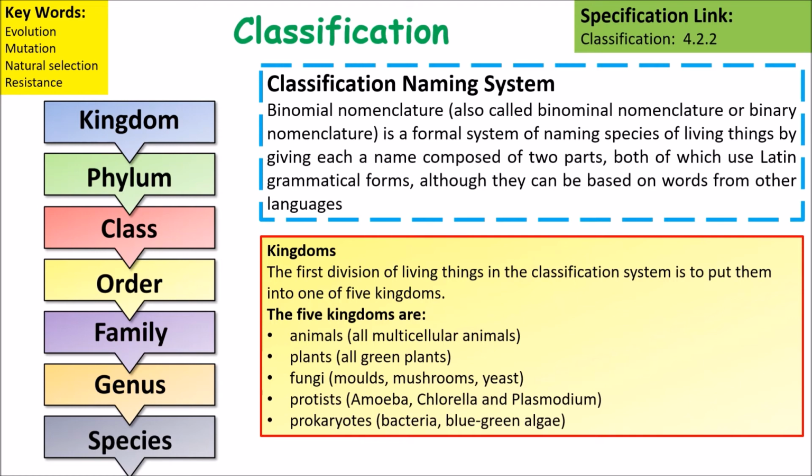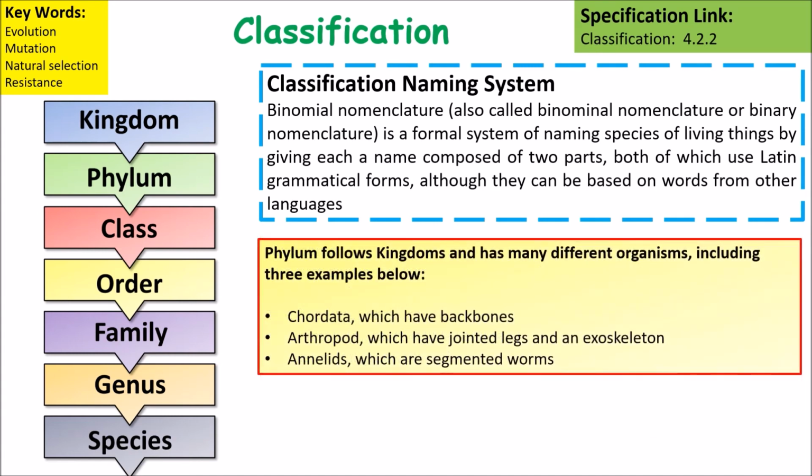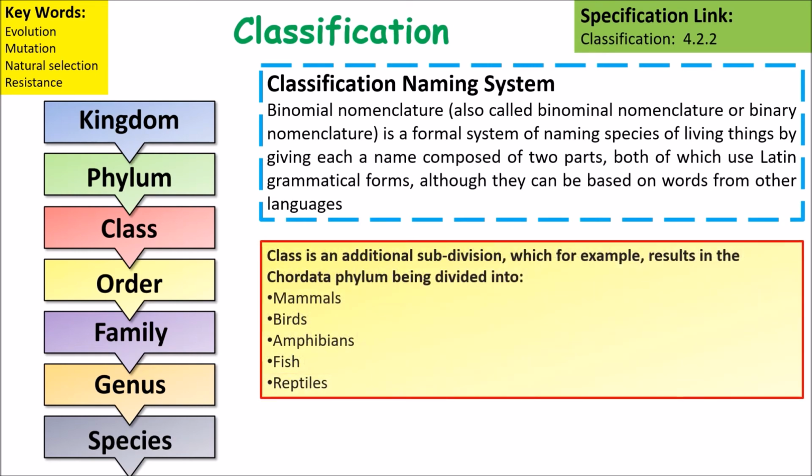So the way that we work it out, we start off with the kingdom. So the kingdom is the first division. So we've got animals, plants, fungi, protists and prokaryotes. Then underneath that, we've got phylum. So that breaks things down further. So it might include things like chordate, which means that they have a backbone, etc. The class further subdivides it. So the chordate phylum could be divided into mammals, birds, amphibians, fish and reptiles.